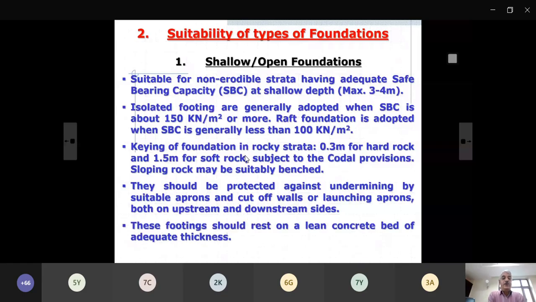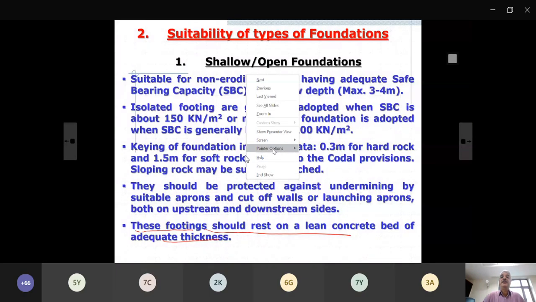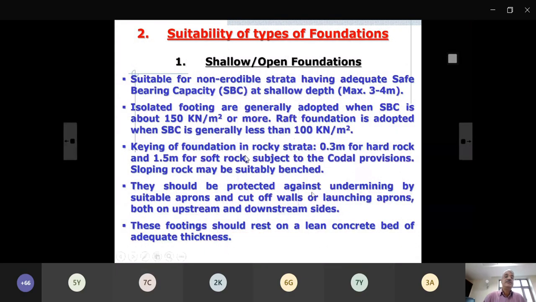And we always put a lean concrete footing. These footings should rest on a lean concrete bed of adequate thickness. You always give a lean concrete base below these footings. They don't directly rest on your strata. So these are some of the features, where we can use shallow or open foundations, and what precautions we must adopt.